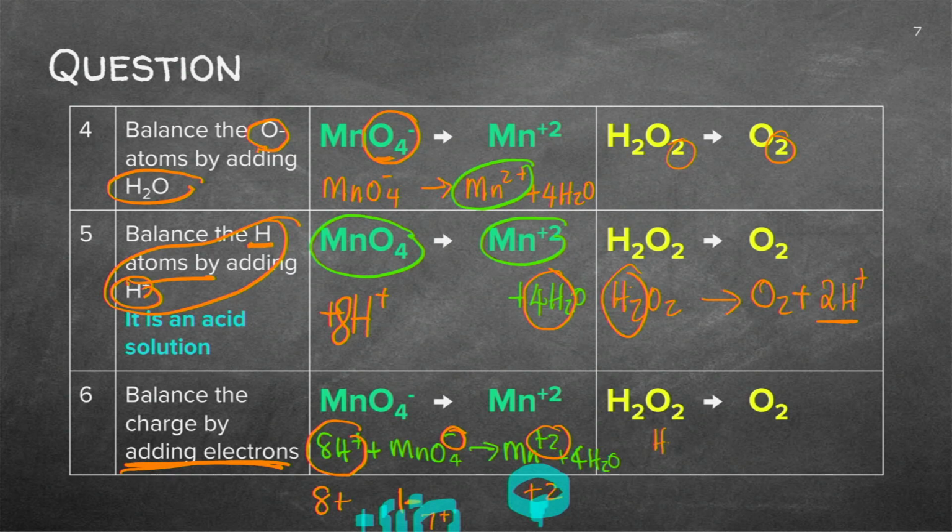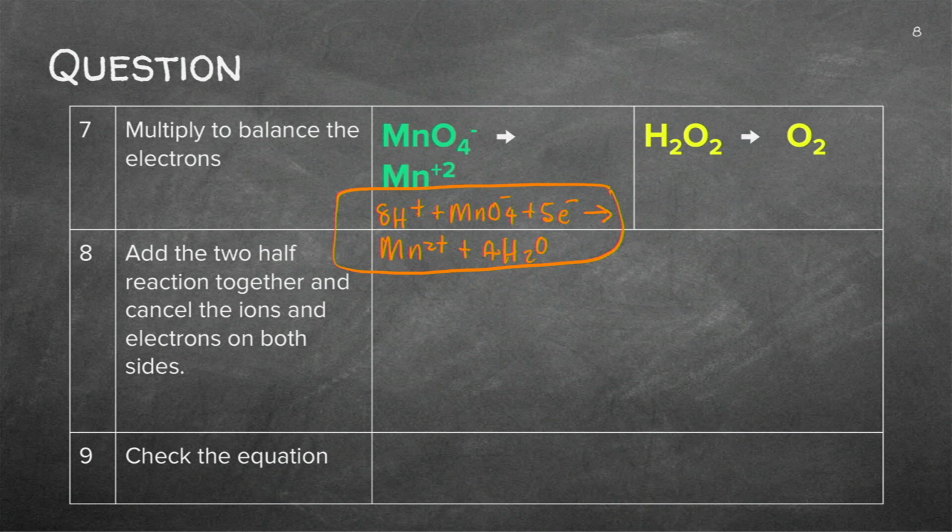So I still have H2O. I'm going to balance on the right-hand side by just adding. I've got 2 positives, 2 electrons. So what do we have? We've got H2O2 forming O2 plus 2H+ plus 2 electrons.